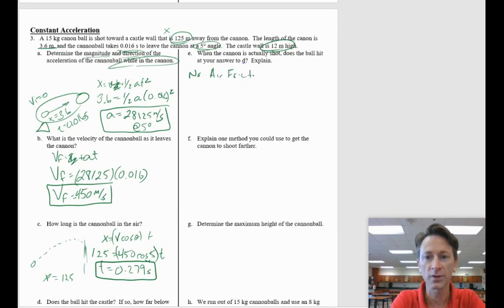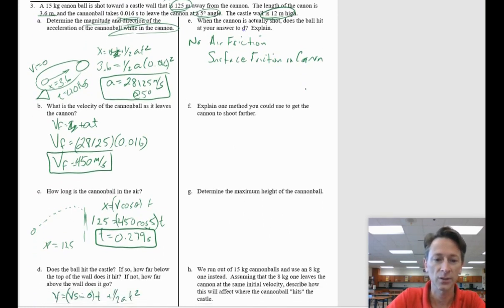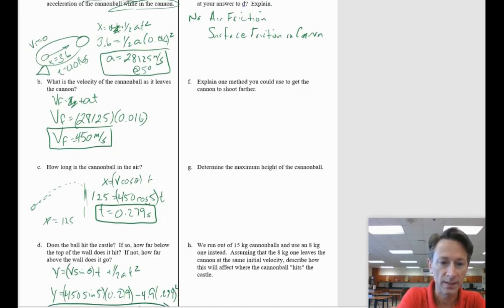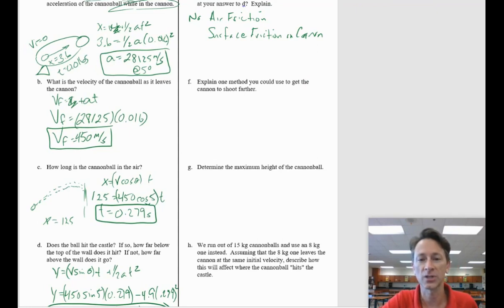But then there's also another friction that we didn't take into account. That would be the friction that the cannonball has inside the cannon. So it would also be because of the surface friction in the cannon. Both of those would be reasons why it would not hit at that part. So it would actually go just a little bit less than what it was projected to be because of the friction acting against it. So explain one method that you could use to get the cannon to shoot farther.